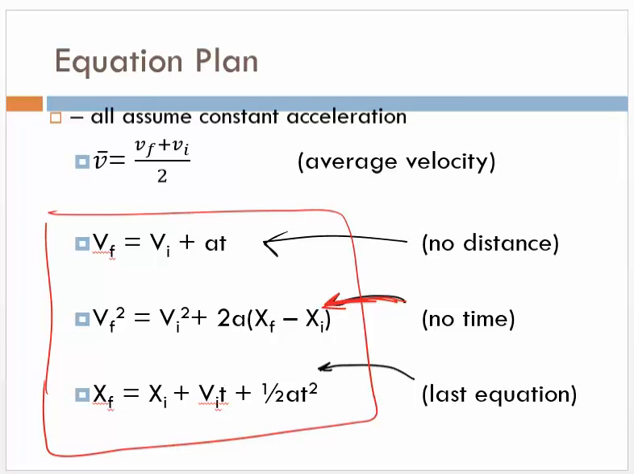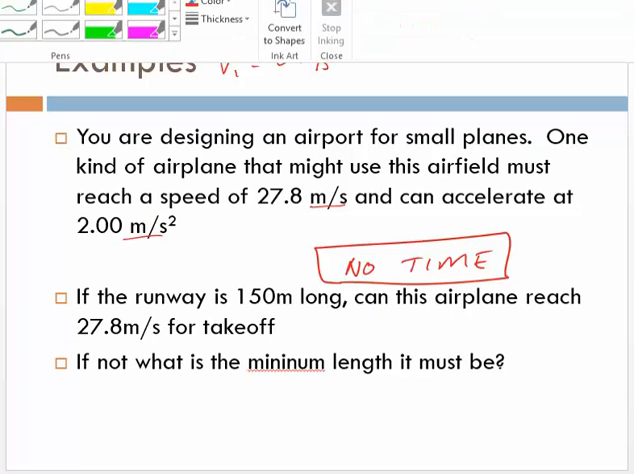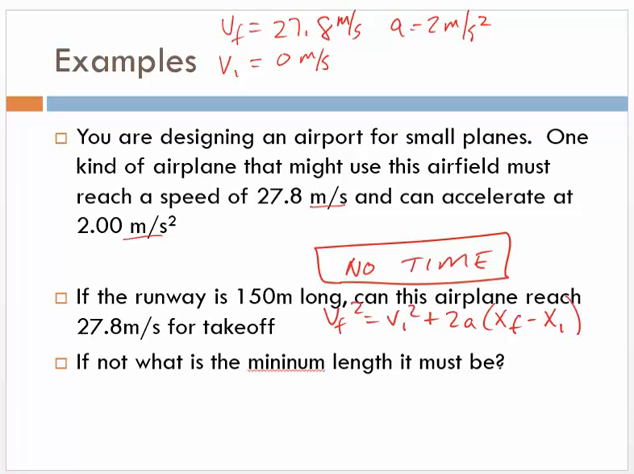My Vf squared equals Vi squared plus 2a times the change in the position. So to answer this first question, I'm going to go ahead and write the equation. Let's start plugging in things we know. I know that my final velocity is 27.8. My initial velocity is 0. Plus 2 times the acceleration, which is 2. And then it's xf minus xi.